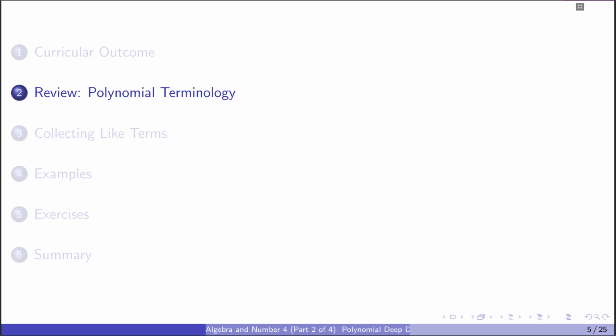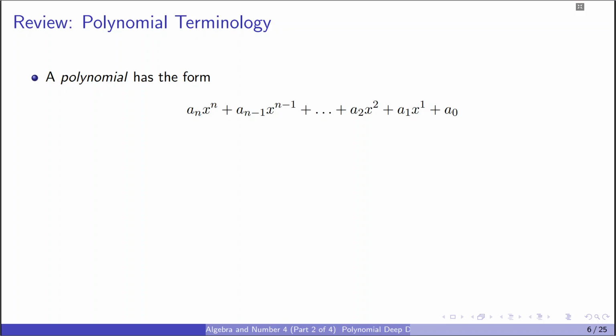Our polynomial terminology. A polynomial has a form where we have coefficients multiplied by some variable to positive or whole number exponents. If we have n plus 1 terms, we'll go from n to 0. A subscript 0 is usually our constant. And then the rest have subscripts to label them that match the degree or the exponent on the variable. Every one of these coefficients is an integer.